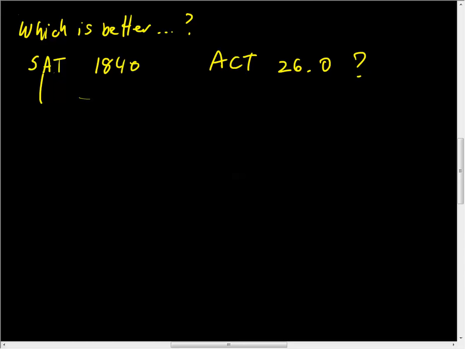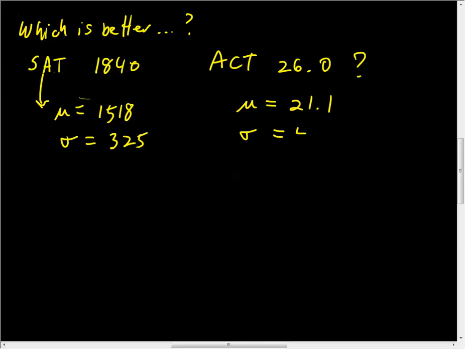Let's say the SAT scores, we'll talk about a population here, has a population mean of 1518 and a population standard deviation of 325. Let's say the ACT test has a population mean of 21.1 and a population standard deviation of 4.8. Which one would you guess is better? Well, it's kind of hard to tell. We can be very scientific about this if we convert to z-scores.